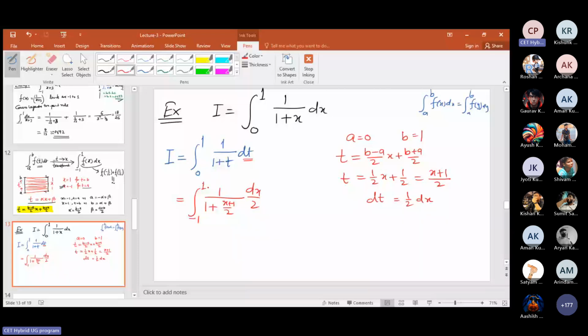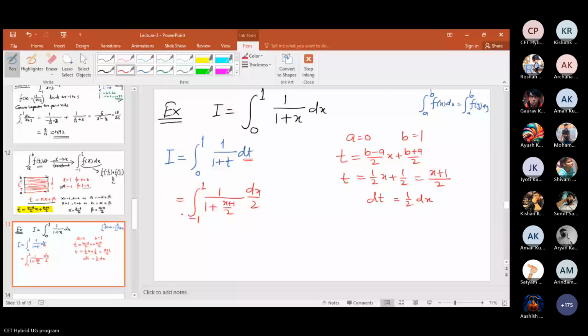I already told you कि a to b limit will be converted from -1 to 1. Still you can check it from here. If you put t is equal to 0, then x is equal to -1. If you put t is equal to +1, then x is equal to +1. So -1 से 1 लिमिट हो जाएगी हमारी.